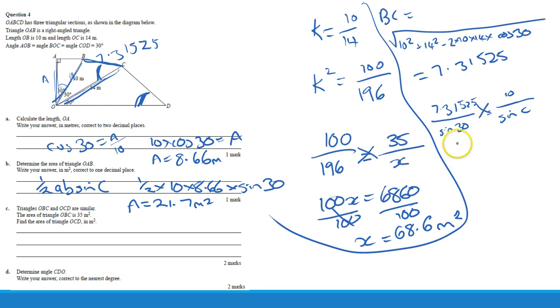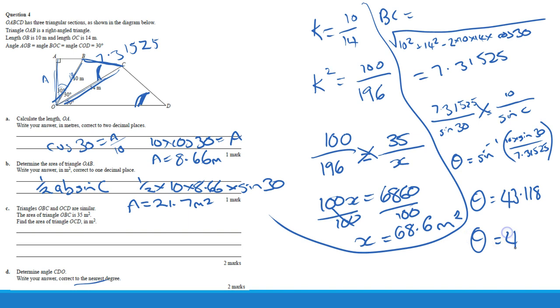Cross multiply, and I'll skip a few steps: theta equals sine to the minus 1 of 10 times sine 30 over 7.31525, and theta equals 43.118, and correct to the nearest degree, theta equals 43 degrees, and that is the end of the module.